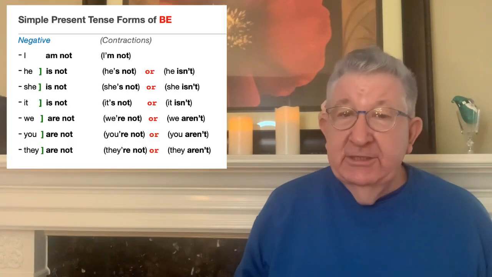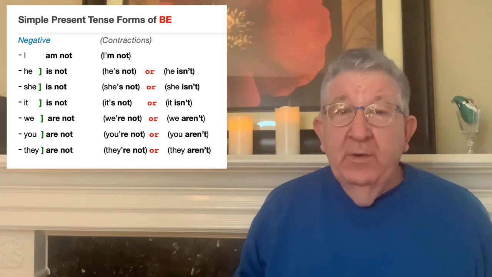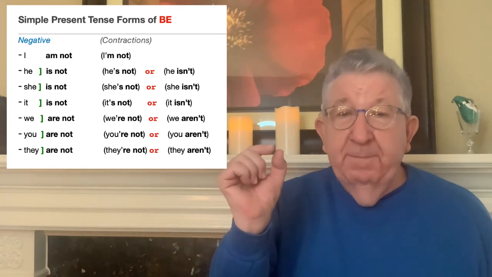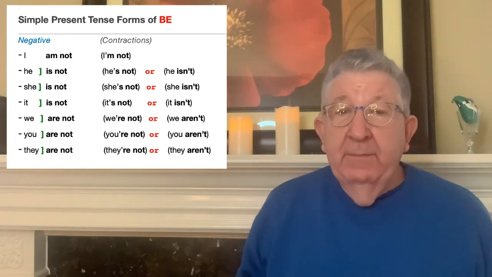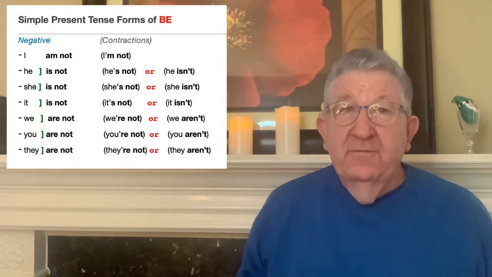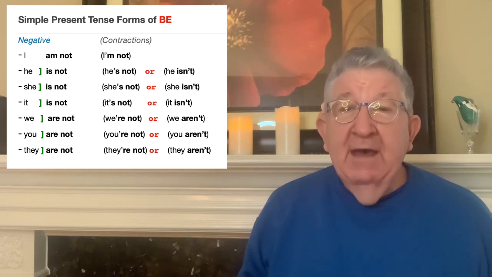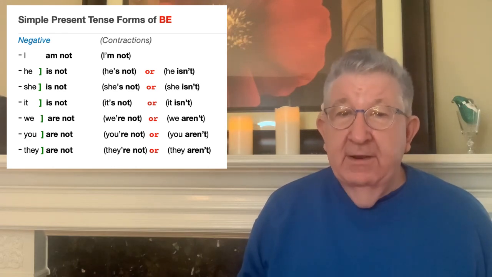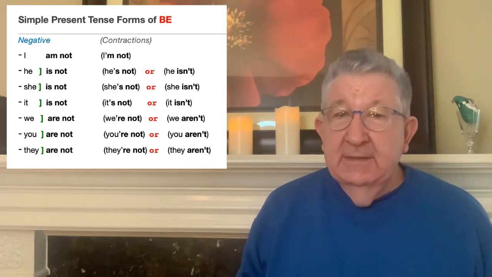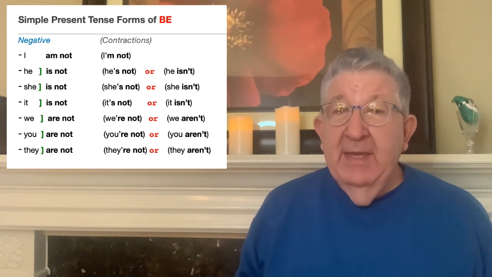Now the contraction forms. Remember, with the contractions, we put together either the pronoun subject with the be verb, or we put the be verb together with the not. First of all, I am not. We have only one contraction here. I'm not. We connect the I with the be verb am, and then add the not.